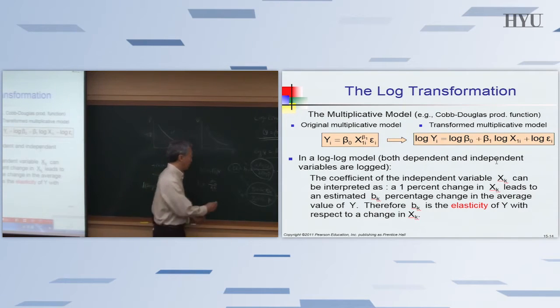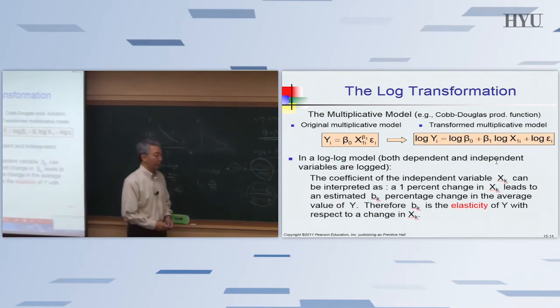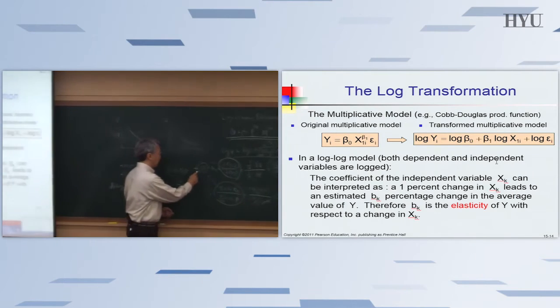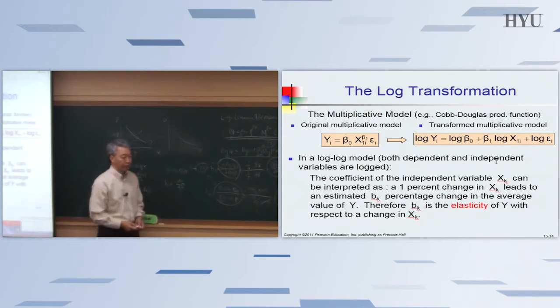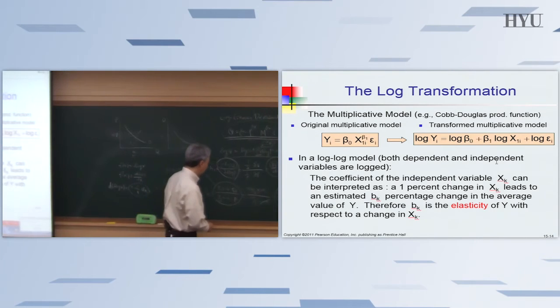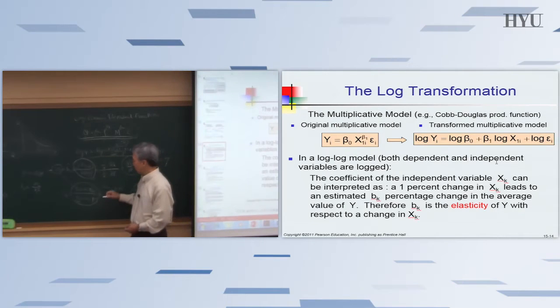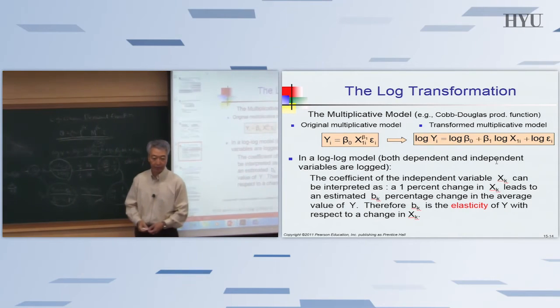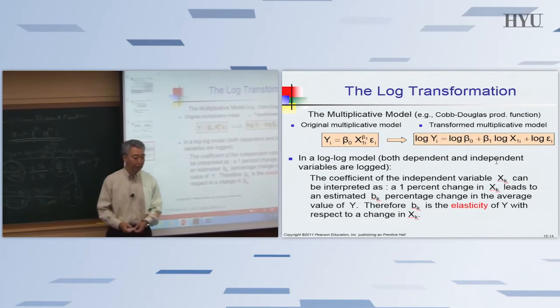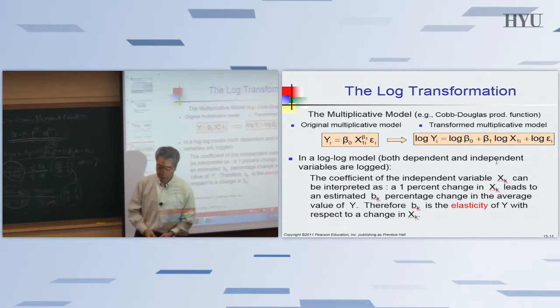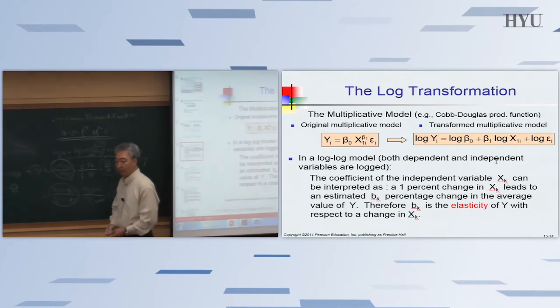Actually, I should have said negative 0.56, so there's the inverse relationship. In reality, you will get a negative coefficient here. Negative 0.56 means that for a 1% increase in price, you would see a 0.56% decline in quantity demanded. Does it make sense?